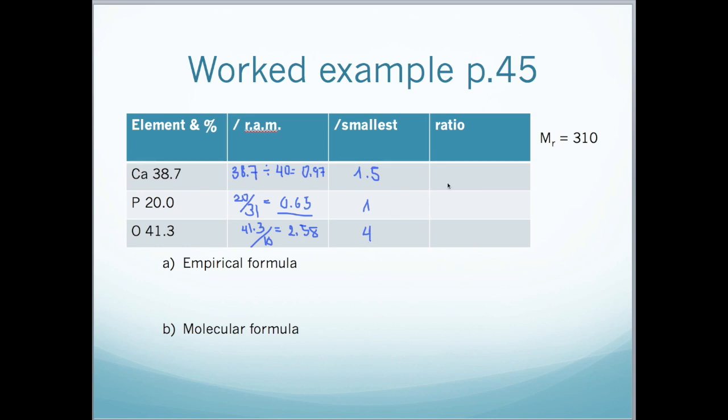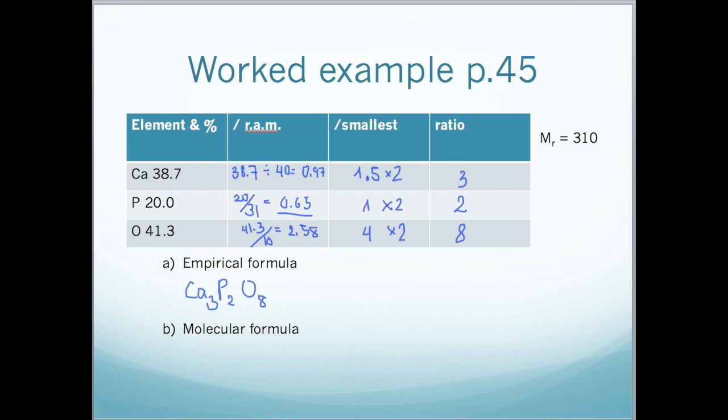So this is the ratio. We get 1.5, but they have to be whole numbers. So in order to get rid of this 1.5, we need to multiply everything by 2. So we need to multiply this to get rid of the 1.5 to make it a whole number. So in that case we get 3, 2, and 8. So that means that the empirical formula is, we've got calcium, and the ratio is 3, so we write there's 3 of calcium. For phosphorus, we have 2, and for oxygen, we have 8. So that's the empirical formula.